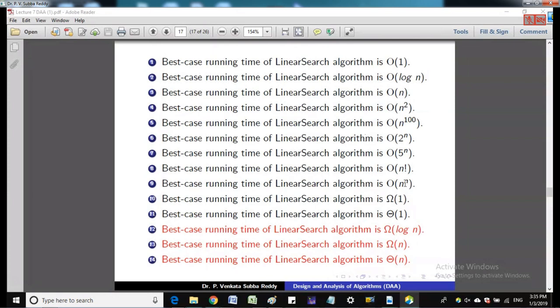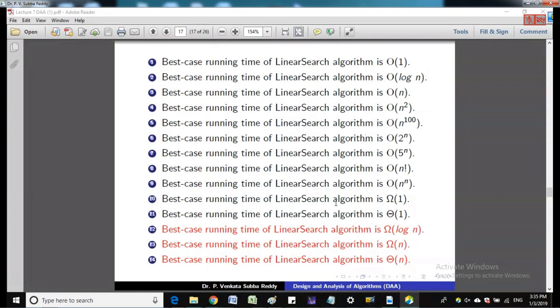But it is not expressed like this. This is for your understanding. I am writing it this way, and all are correct. But out of these, which is your favorite answer? Because big O notation gives an upper bound, the upper bound must be as small as possible. Out of these, the smallest value is 1. So this is my favorite answer. It does not mean that the other answers are wrong.